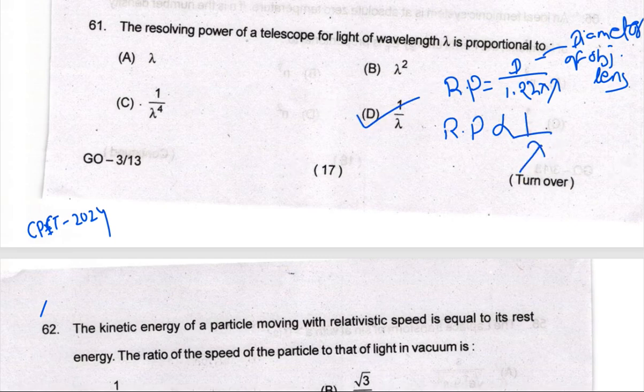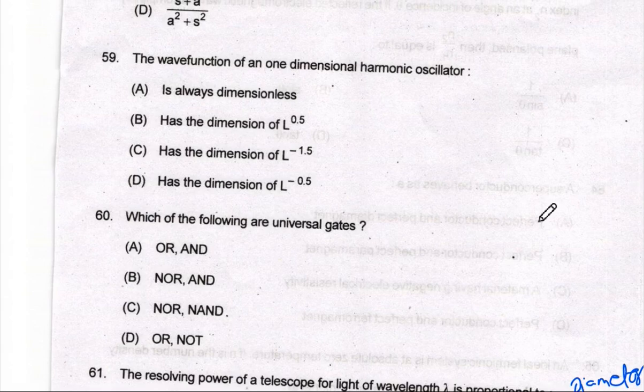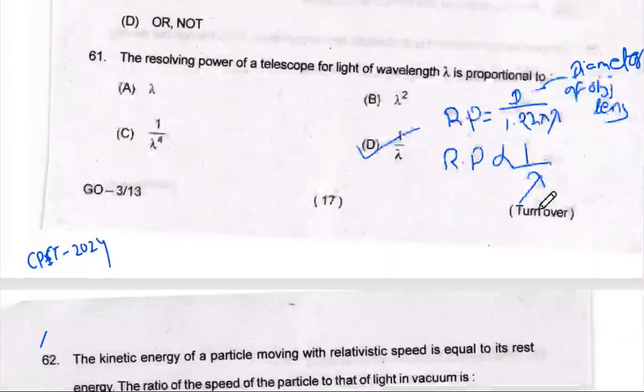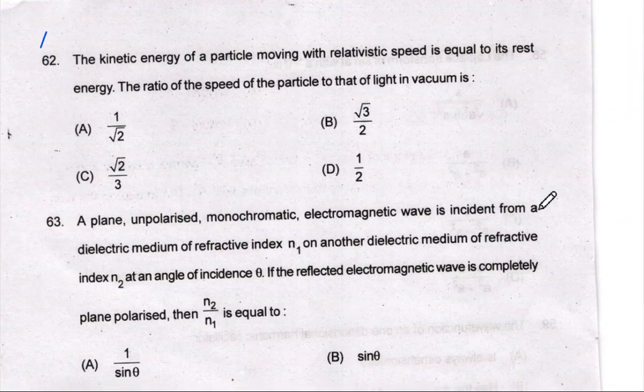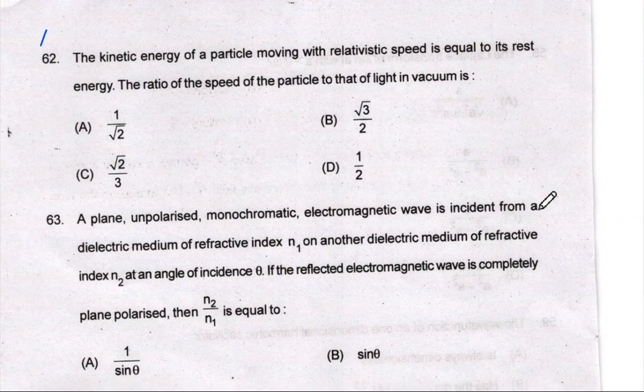Next question, number 62. The kinetic energy of a particle moving with relativistic speed is equal to its rest energy. Okay, so here we have to solve this question.